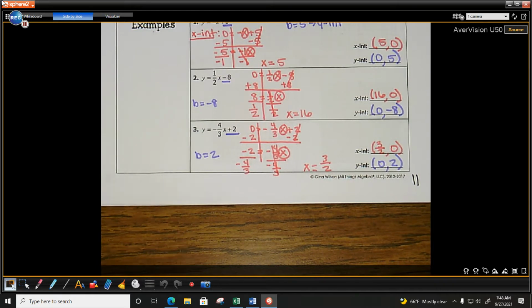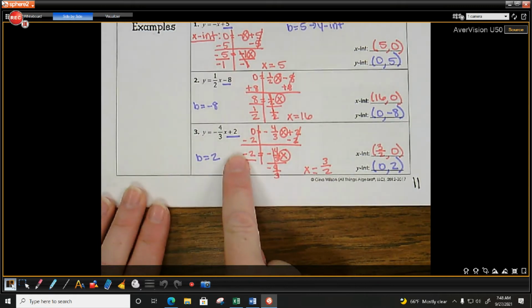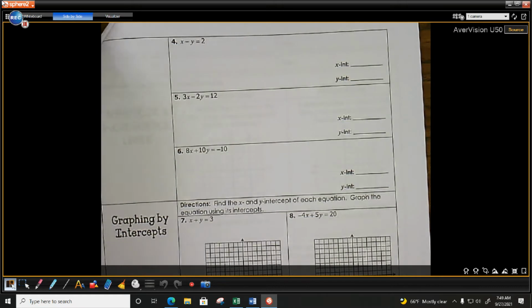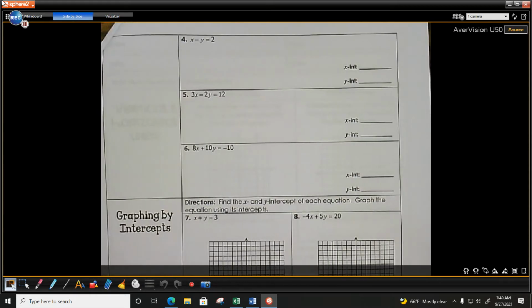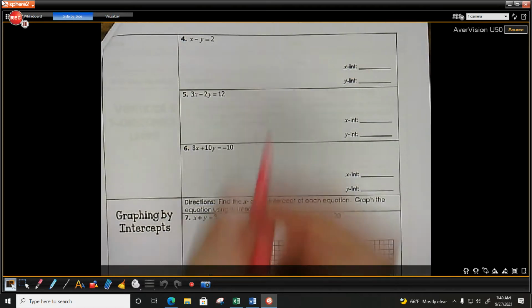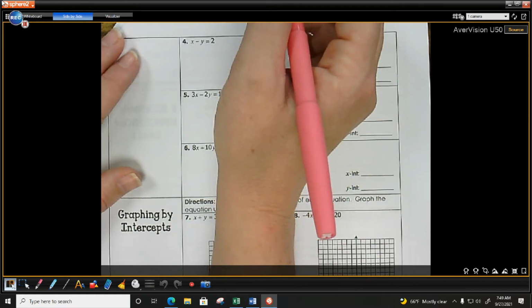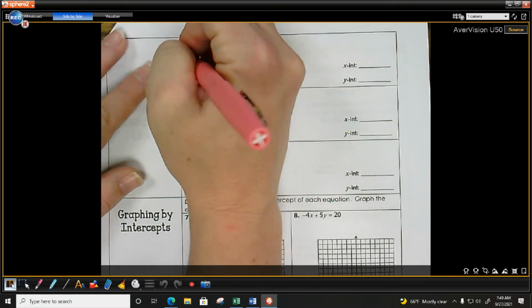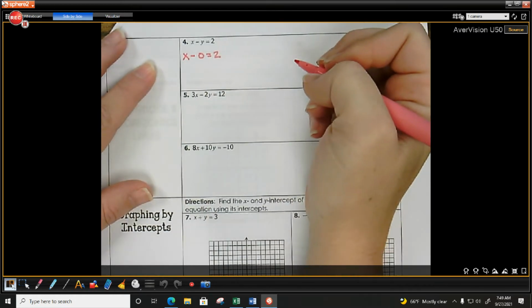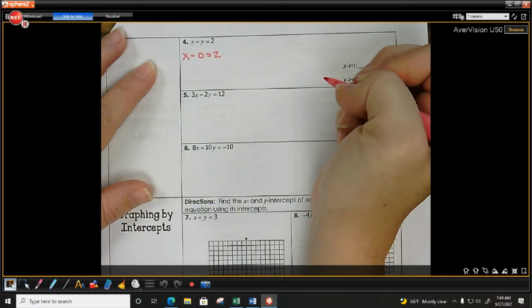Okay, so these 3 that we did were all in slope-intercept form. The next 3 we're going to do are going to be in standard form. Okay, so I can't just look at my equation in standard form and find my y-intercept because it's not in y equals mx plus b form. Okay, so to find my x-intercept, we replace what? Y with 0. So x minus 0 equals 2. Well, what's minus 0? Do you need to write a minus 0?